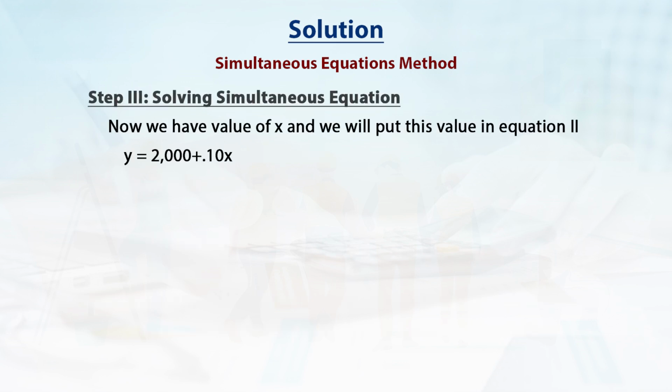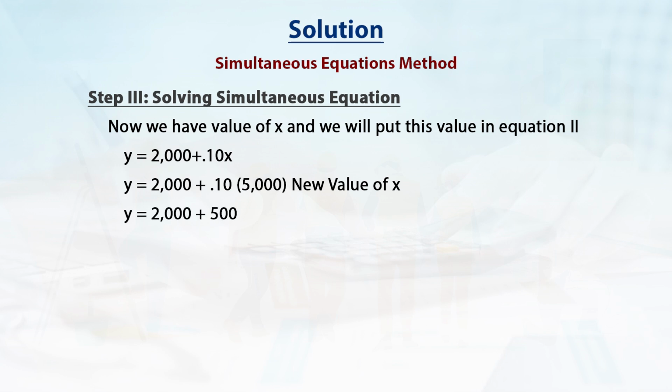Now, let us understand step 3. We have the value of X, and we will put this value in equation number 2, which is Y is equal to 2000 plus 0.10 X. Therefore, Y is equal to 2000 plus 0.10 into 5000, which is the value of X we have calculated from equation 1. Y is equal to 2000 plus 500. Therefore, finally, Y is equal to rupees 2500.